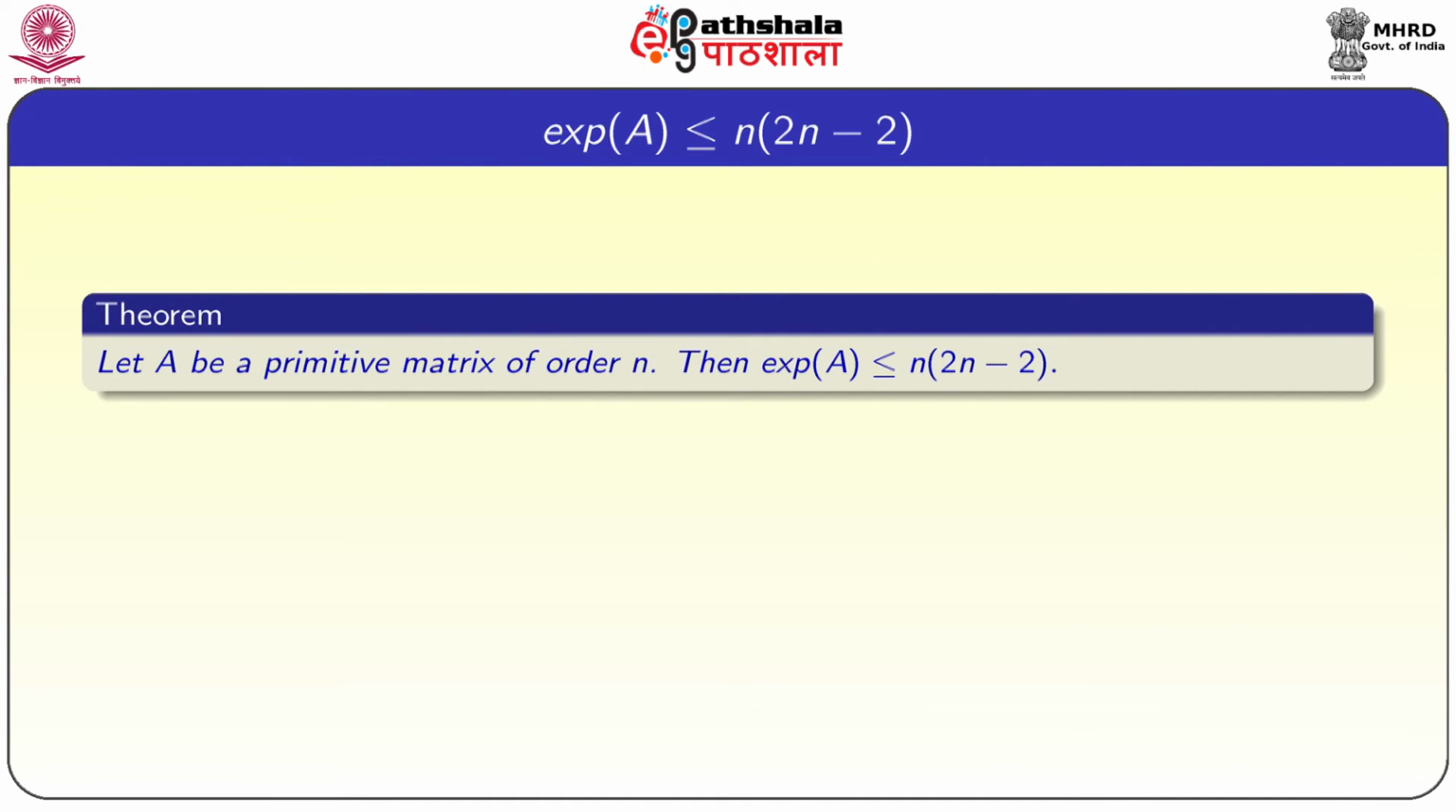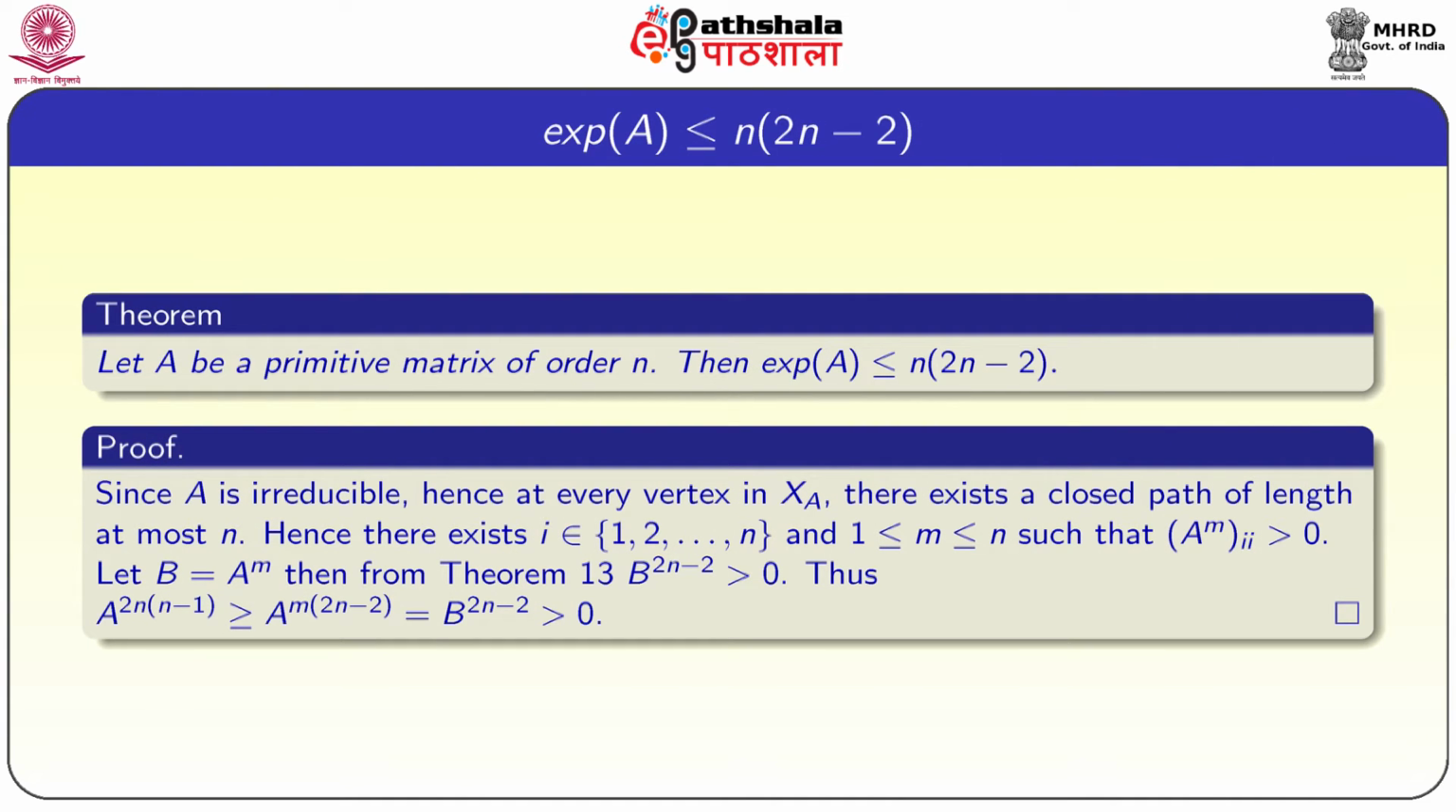Another theorem is: let A be a primitive matrix of order n, then the exponent of A is less than or equal to n into 2n minus 2. Since A is irreducible, every vertex in X_A has a closed path of length at most n. Hence there exists i belonging to 1, 2, 3 and so on up to n, and 1 less than or equal to m less than or equal to n, such that (A^m)_{ii} is greater than 0.